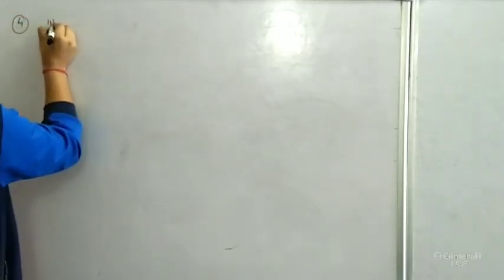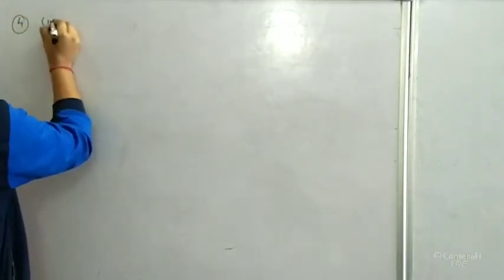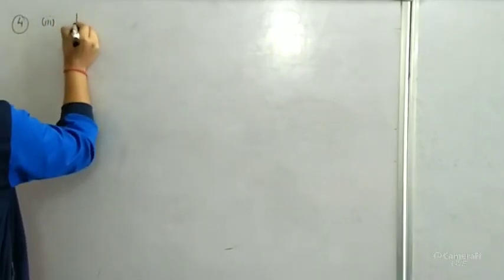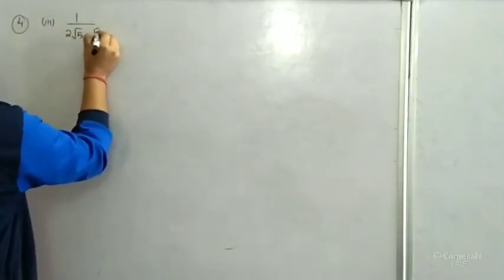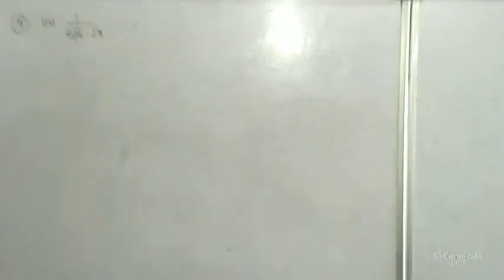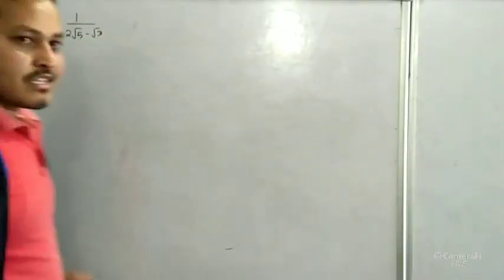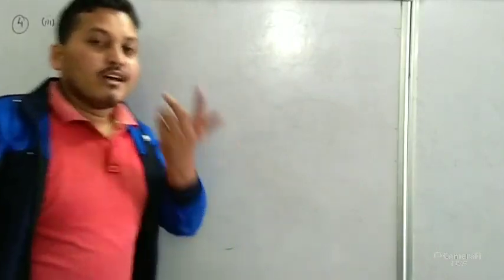Next question number 4, second part. Yeah, I am taking the third part. Okay, third and fourth I am solving here. Root 5 minus root 3. So this is the next question. How can we solve this one? Now this is the next form of the question.